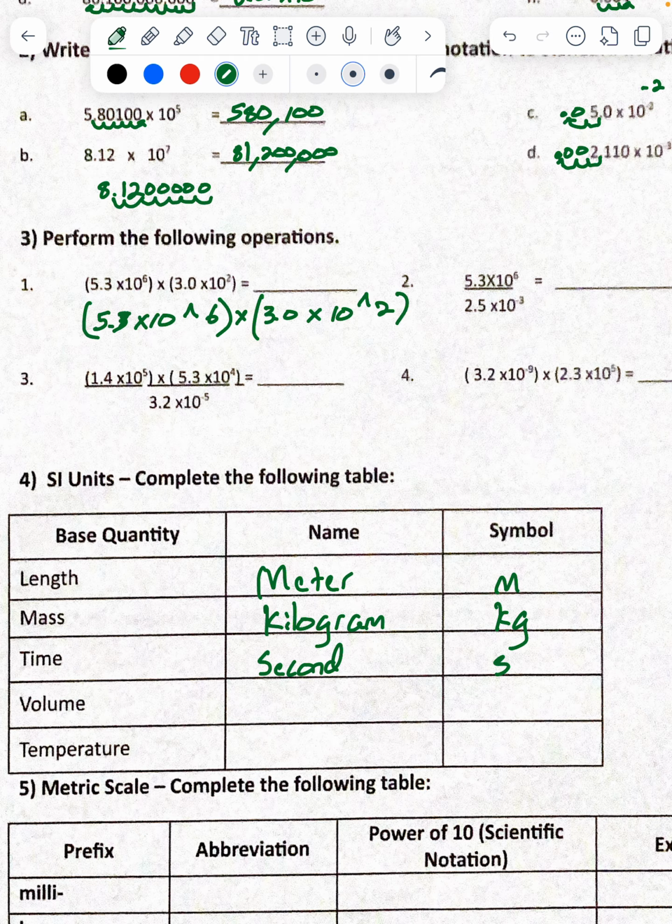Volume is liters, or you could say meters cubed. Either one is fine, but liter works. That's just easier. You can just do L. And then Kelvin is your temperature, and that's going to be a big K. We'll worry about Kelvin more, but I would know these because on the test, I could ask which of the following is an SI unit. And if it's not on this list, that ain't it.